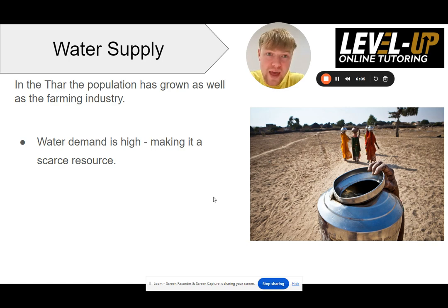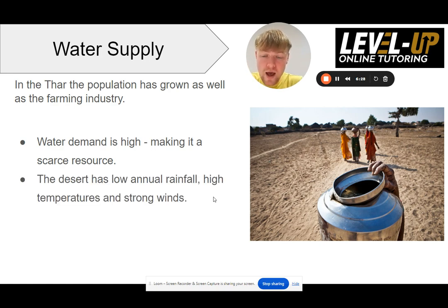Lots of people living there, high rates of migration, high rates of natural increase, most densely populated desert in the world. People need water. People need water for drinking. People need water for industry. People need water for farming. People need water for their cattle. Okay. There's a really high demand for various different reasons for water as a resource.